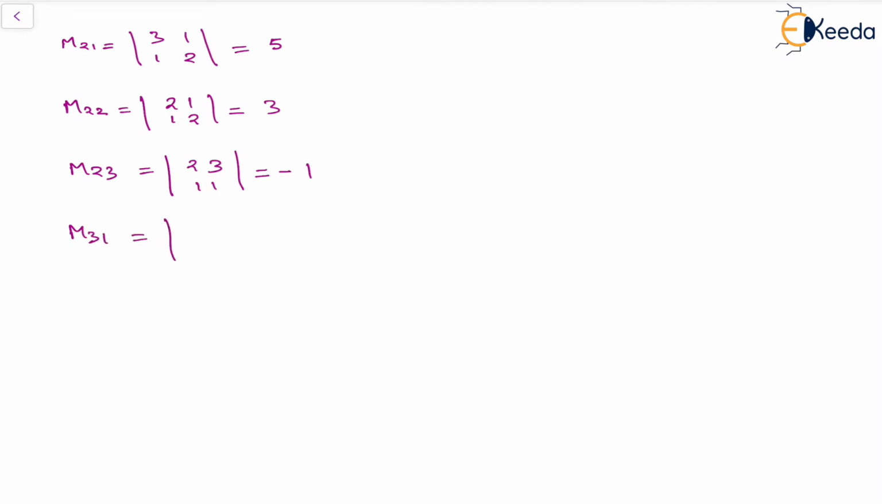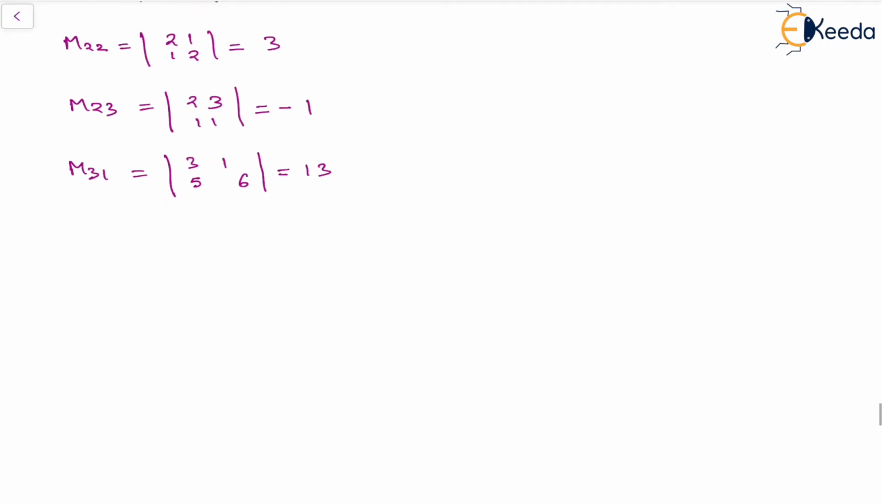M31 will be the minor 3, 1, 5, 6. So this is 18 minus 5, which is 13. M32 will be 2, 1, 0, 6. This is simply 12, and M33 will be 2, 3, 0, 5, and this is 10. So we have found all the minors, and now we can form the matrix of minors.